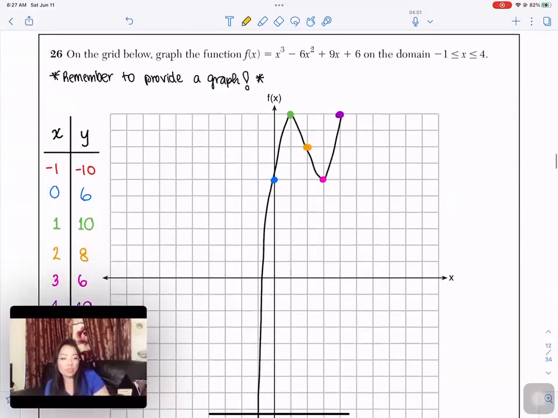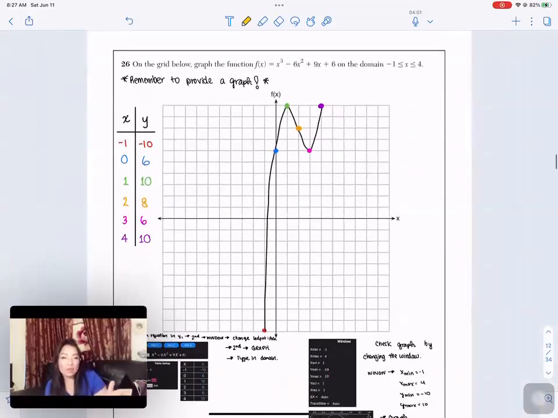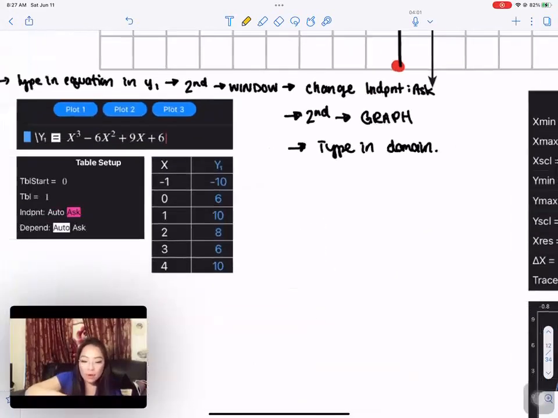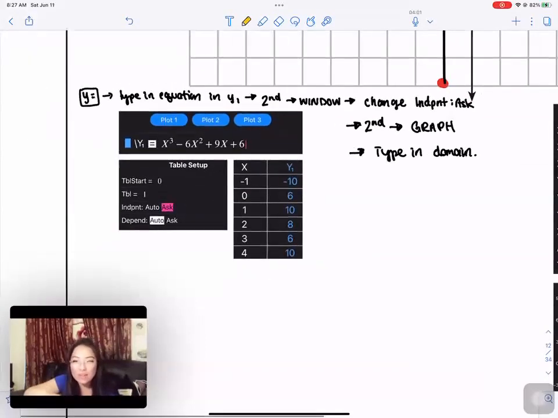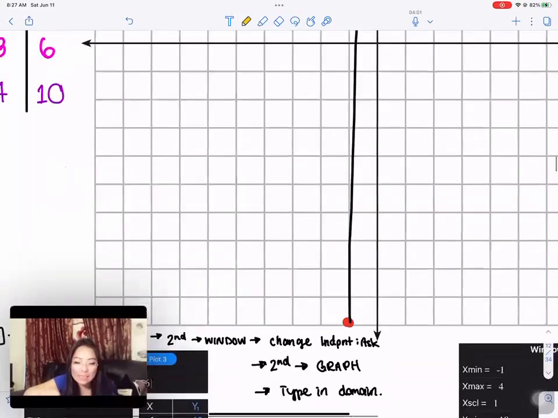The next question, also an easy breezy thing. Now we switch to pencil, but your table should be in pen. And please provide that graph. So I show you how to do it. Over here, you put in y1 equals, make sure your independent is set to ask so that you can control the values, which I don't think is necessary because all of this is integral length. So you could probably scroll up and down. You don't really need to change it to ask.